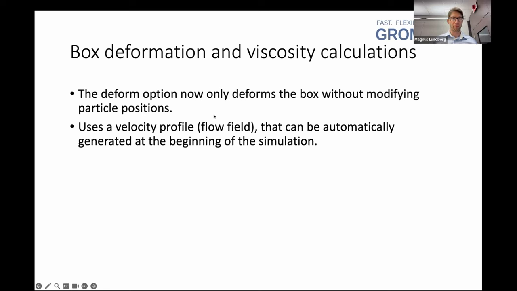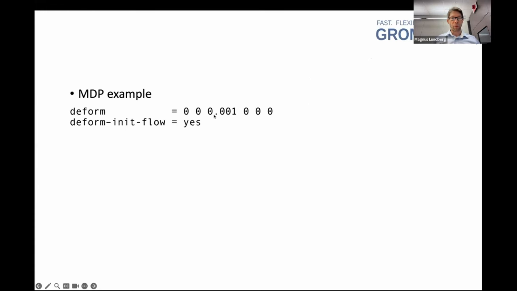There have also been some improvements to the deform option, which means that you can now use the deform option for calculating shear viscosity properly. So you deform the simulation box and generate the velocity profile that is applied during the simulation. And this velocity profile, or the flow field, is generated at the beginning of the simulation. I will just show a few examples of how this can be used.